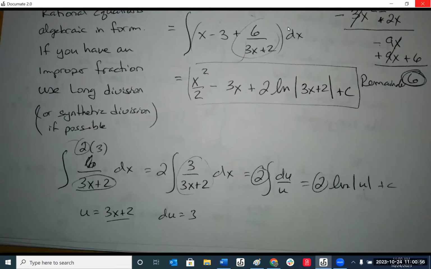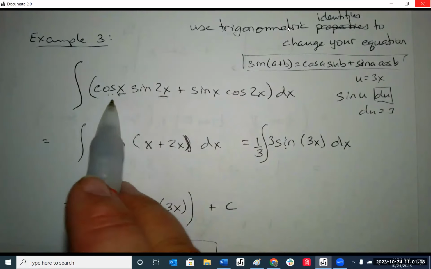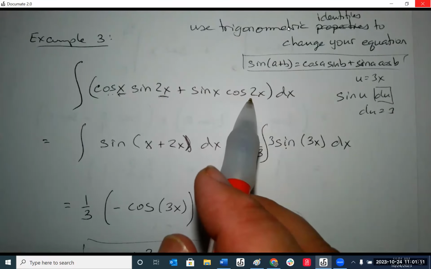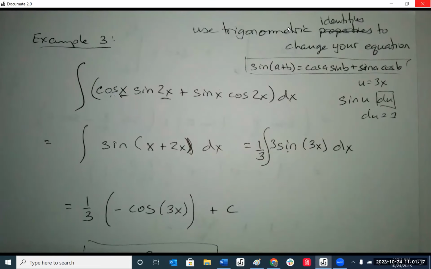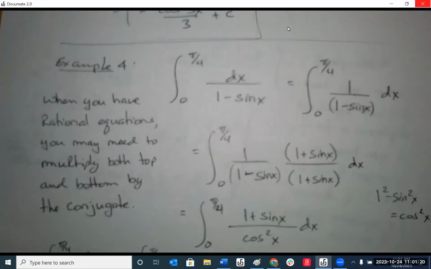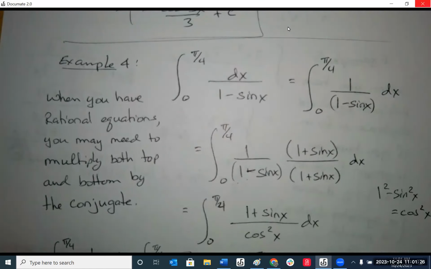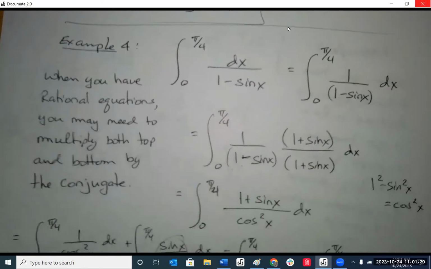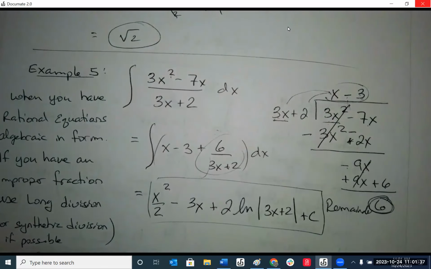Example 3, where's example 3? That one dealt with trigonometric identities. Can we rewrite this trig formula as a simpler form? Yes, it happened to be the sum of two angles. Example 4, since we didn't have a du over u, we used the conjugate rule and multiplied both top and bottom by the conjugate. And example 5, since nothing is in there, we simply used long division.